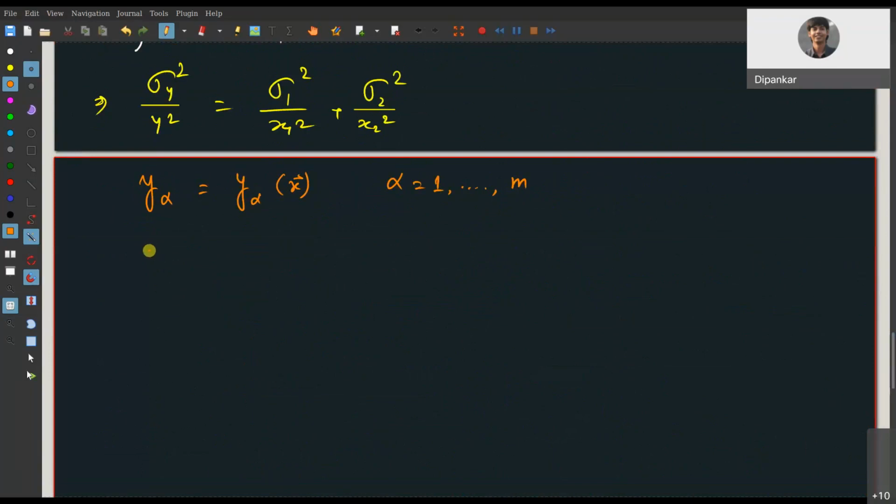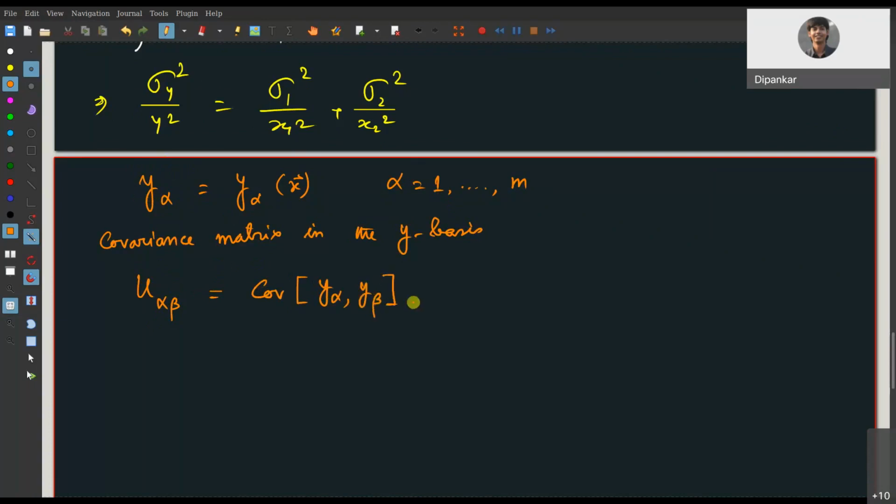Now I can create a covariance matrix in the y basis. We will denote it by u, and I call this u alpha beta. So I use a different index. I use the Greek indices to denote my y basis, and my Roman indices to denote my x basis. So this is essentially defined as the covariance between y alpha and y beta.